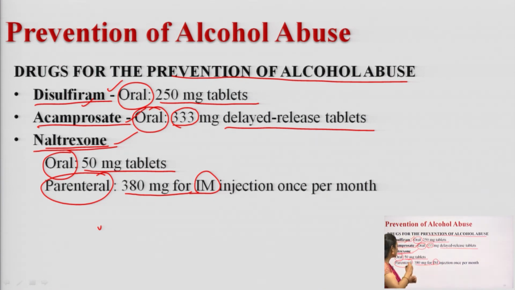This is the best therapy to treat alcohol abuse. You have to take this injection only once per month, with no need to take it day by day. The injection is given by the parenteral, intramuscular route at a dose of 380 mg, once in a month. The same drug you can also take by the oral route, at 50 mg per tablet. These are the drugs which are used to treat drug abuse.